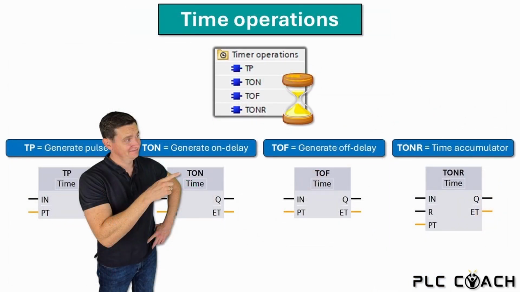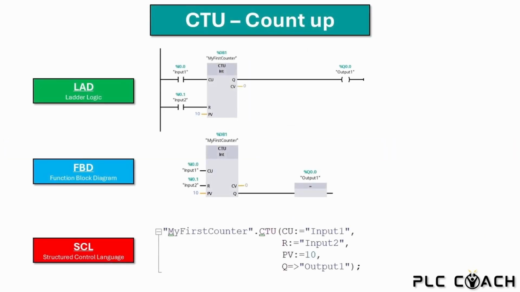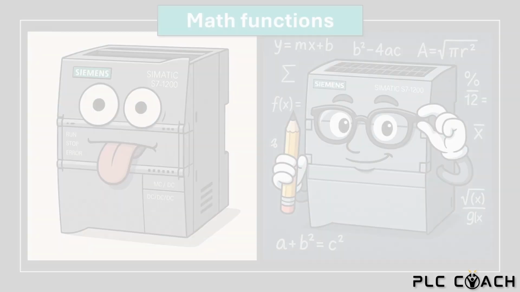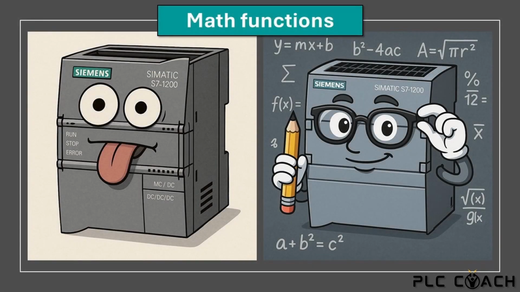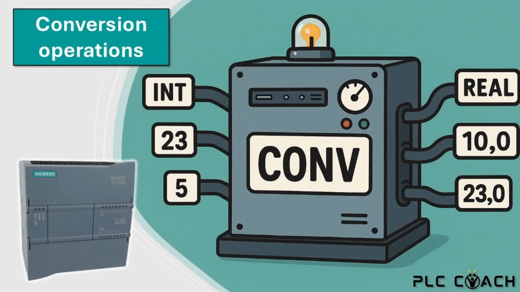In chapters 4 and 5, you will learn how to work with timers and counters, two essential instructions that you will find in nearly every PLC program. In chapter 6, we move on to more complex topics. We will look at advanced instructions like comparators, math functions, move operations, and data type conversion.